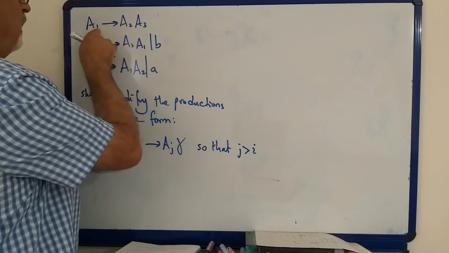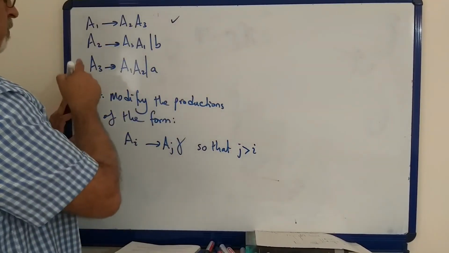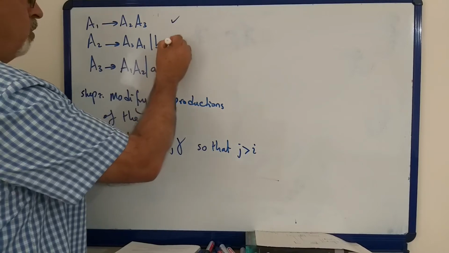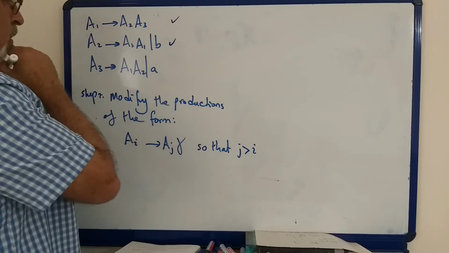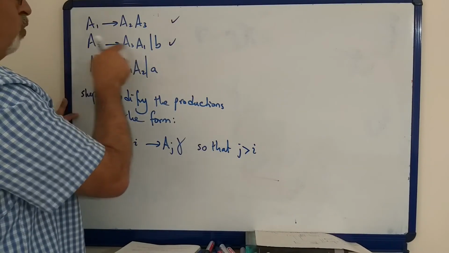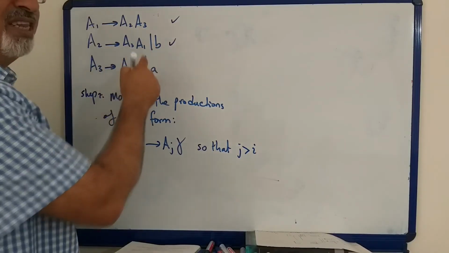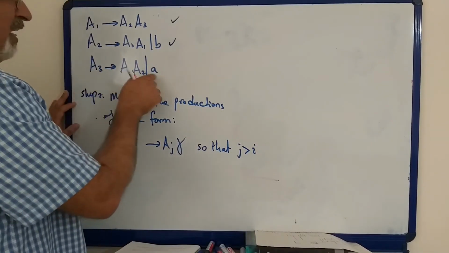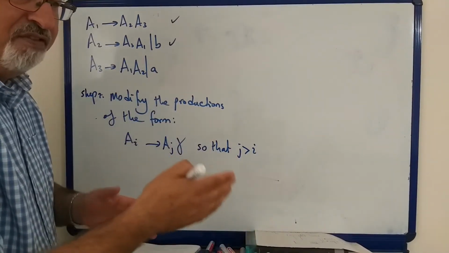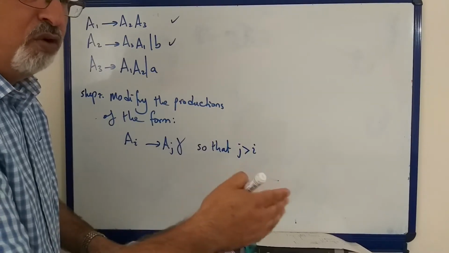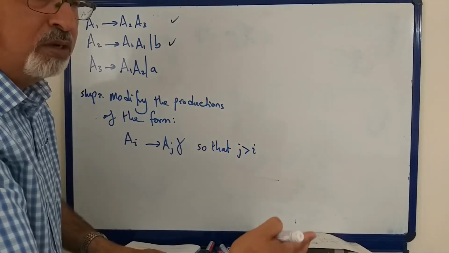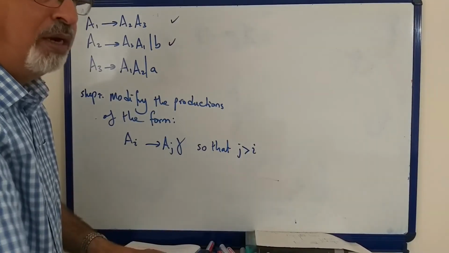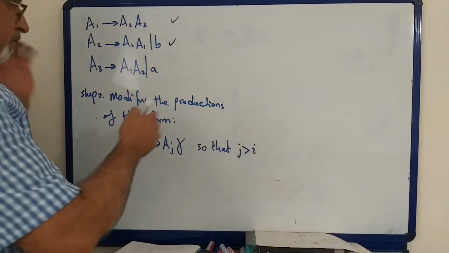A1 gives A2, 2 is greater than 1. Okay, no problem. A2 gives A3, 3 is greater than 2. No problem. Oh, by the way, A2 gives B. I will not touch it because this is GNF. A3 gives A, it is GNF. GNF means single terminal followed by any number of non-terminals, so it can be only a single terminal or a single terminal followed by one non-terminal, two non-terminals and so on.